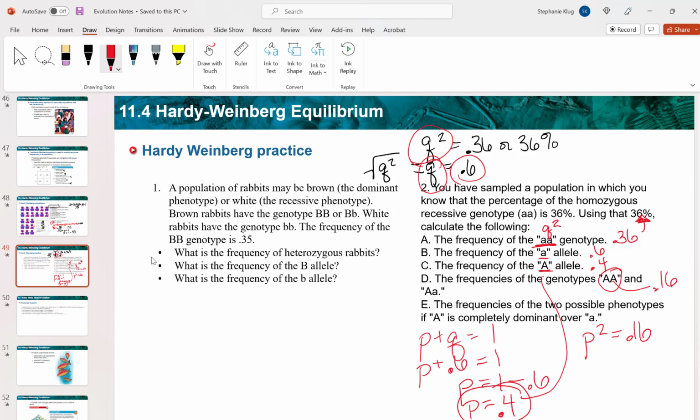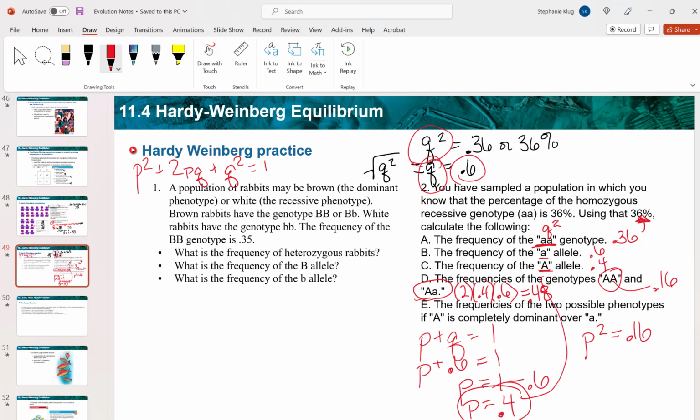Now, remember our equilibrium, P squared plus 2PQ plus Q squared equals 1. Now we need to know big A, little a. So how do we do that? Big A, little a is 2PQ, which is 2 times P, 0.4, times Q, 0.6.